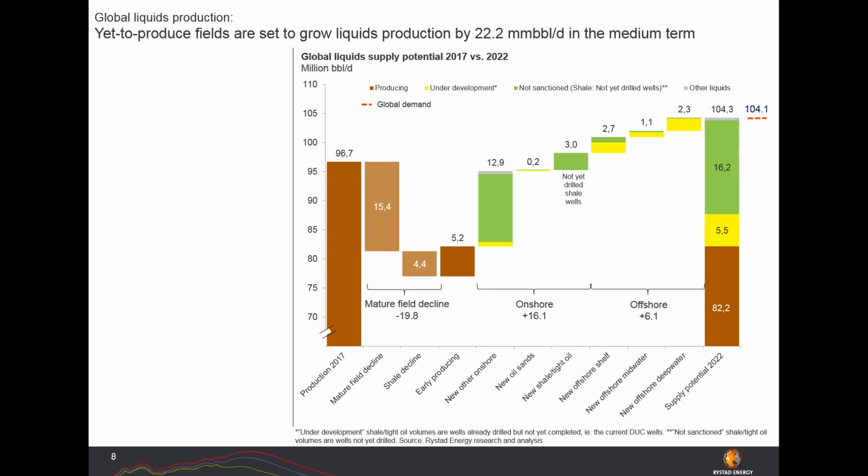At the same time, onshore discoveries will add almost 13 million barrels per day. 3 million barrels per day will come from new shale wells and 6.1 million barrels per day from sanctioned and unsanctioned offshore projects. Overall supply is thus forecasted to potentially reach 104.3 million barrels per day by 2022. This represents a small stock build of 200,000 barrels per day, as our current demand expectation for 2022 is 104.1 million barrels per day.